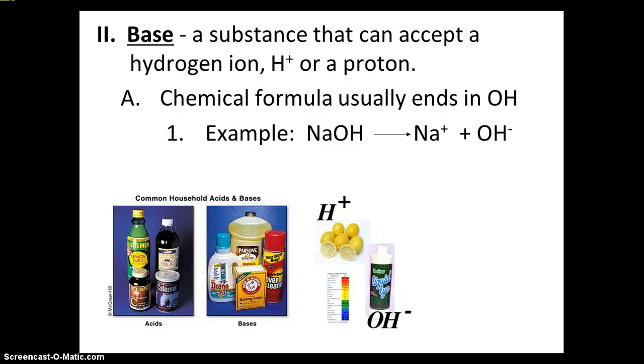A base, this is the second section of your notes, is a substance that can accept a hydrogen ion, or the H+, or a proton. Chemical formulas usually end with OH, capital O for oxygen and capital H for hydrogen at the end. So for example, sodium hydroxide, or NaOH, represents a base because it has OH at the end.